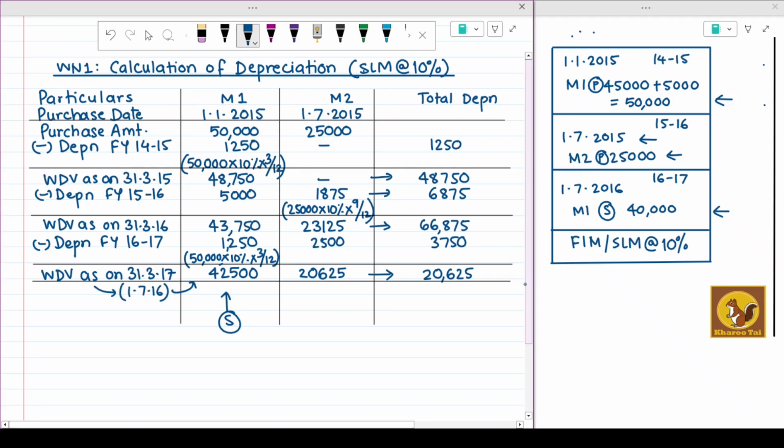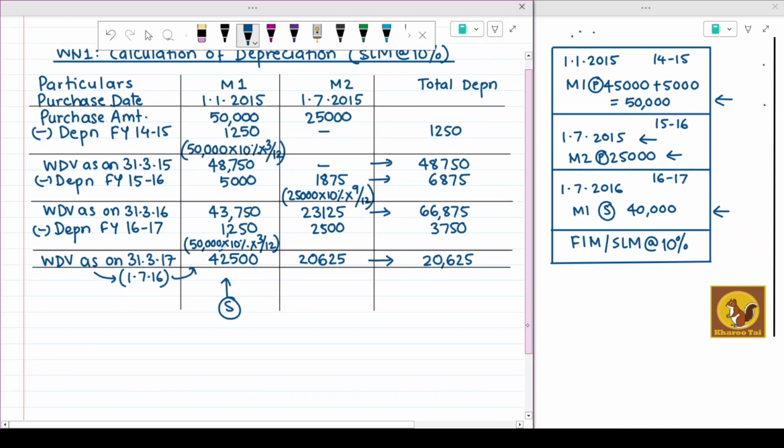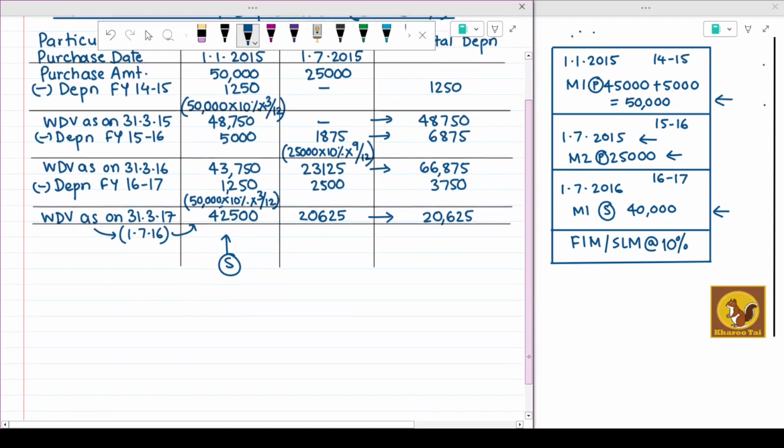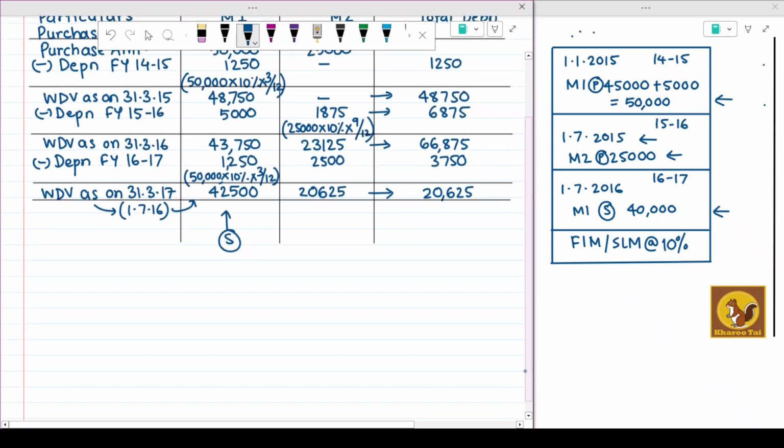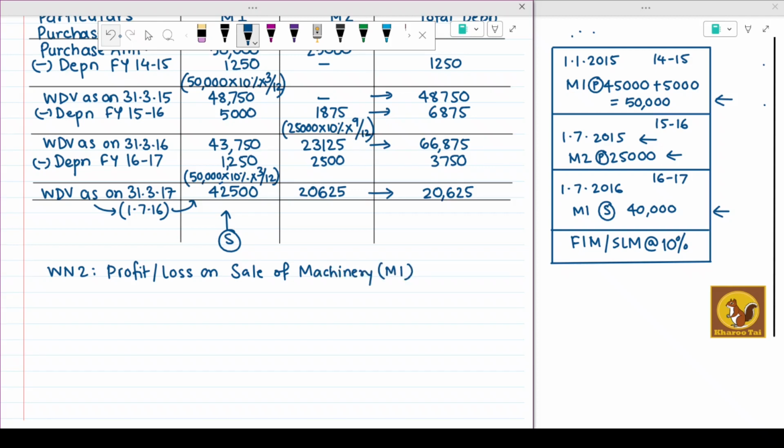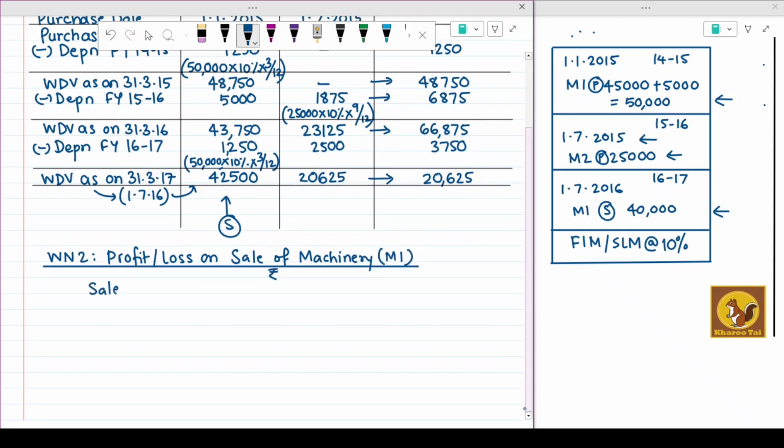Correct? With this WDV, now we can find out what is the profit or loss from selling this machine. So we will make a working note for profit or loss on sale of machinery. Machine 1 is sold. How will we calculate the sale amount? What is the sale amount? Sale amount is 40,000, right?